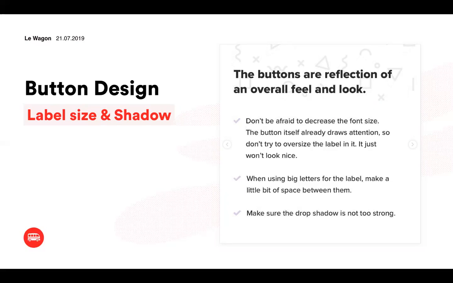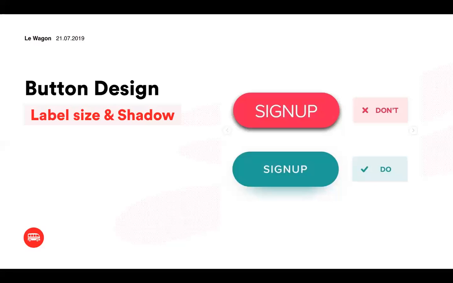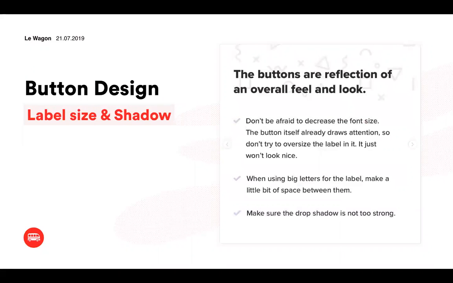And then when using big letters for the label, you can make a little bit of space between them. So have a look here again. Notice that the letter spacing of the first label and the second label are different. On the green button, there is maybe 2 pixels of letter spacing. And let's make sure that when you drop the shadow, it's not too strong, not too heavy, all right?